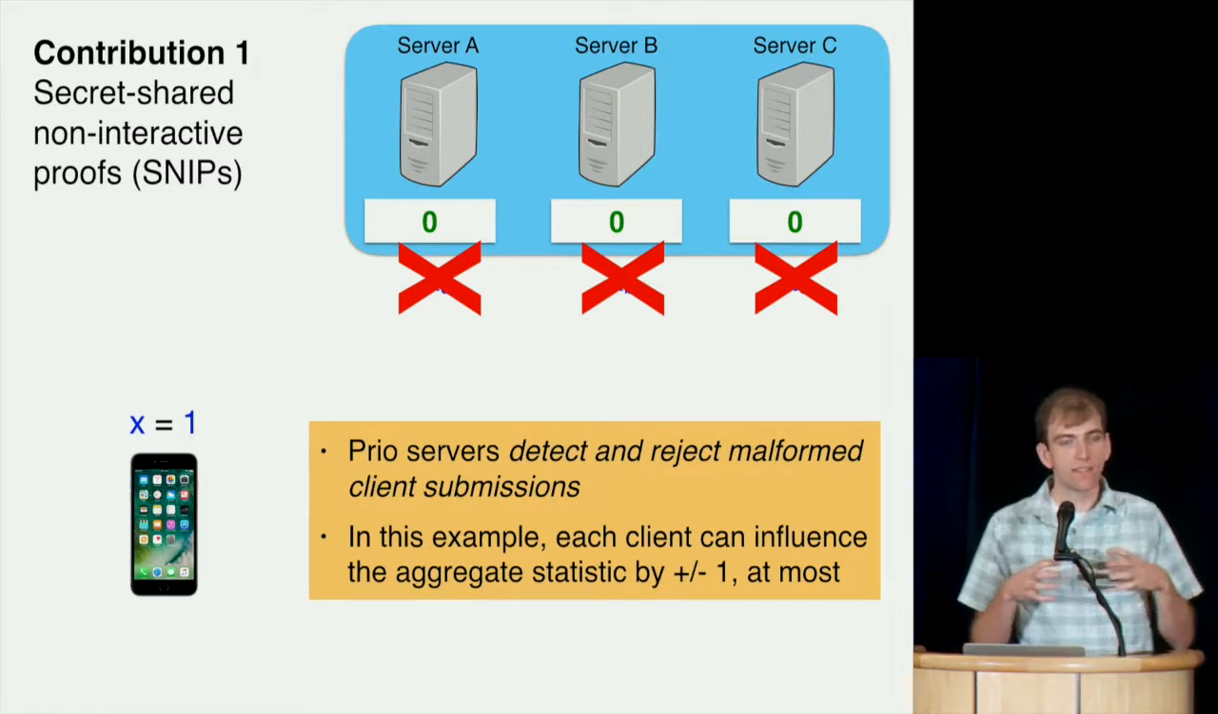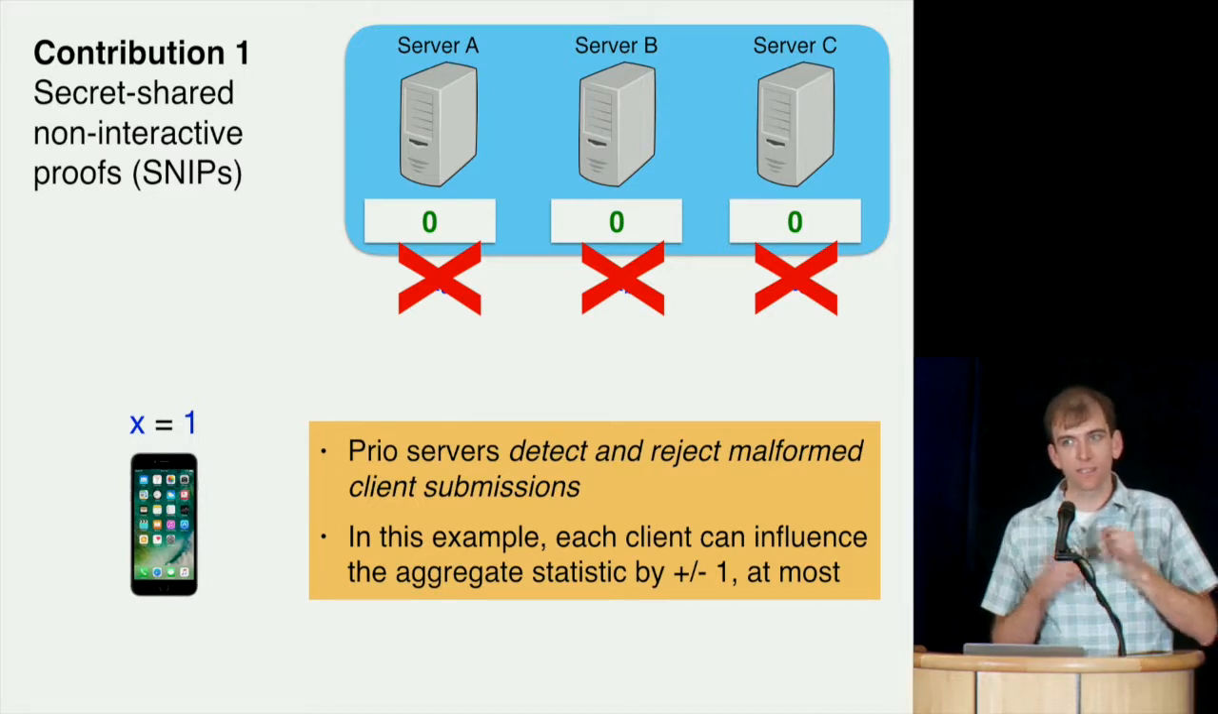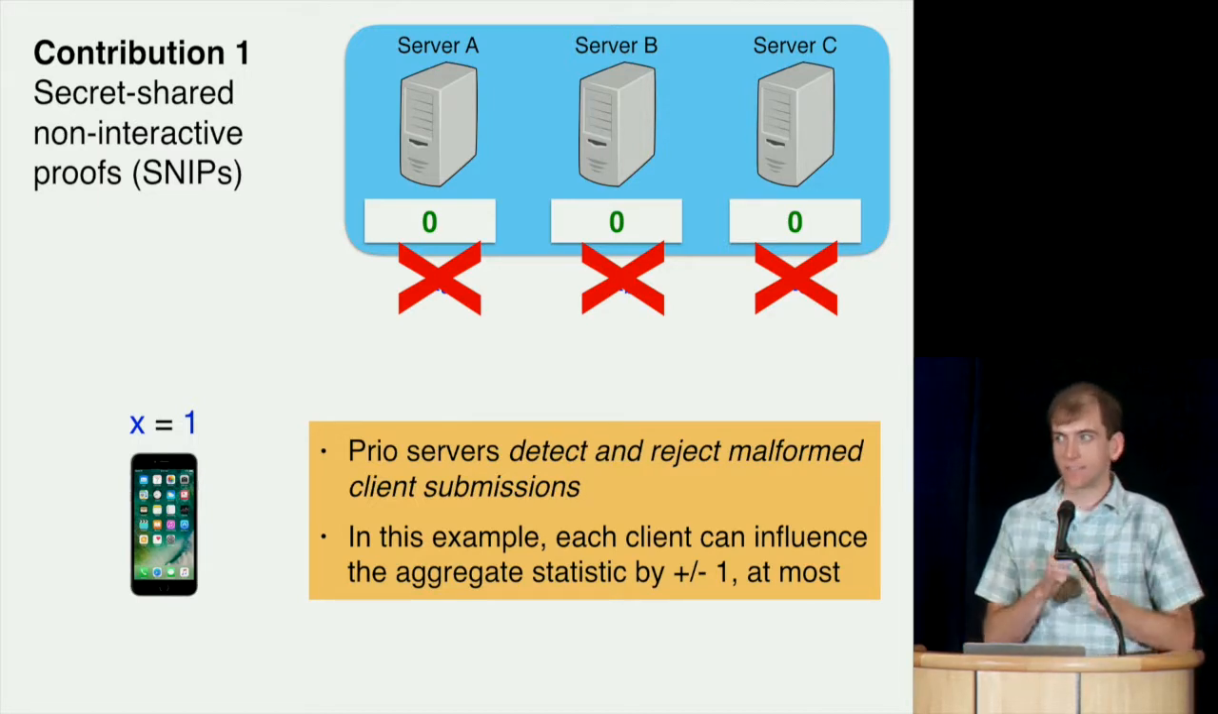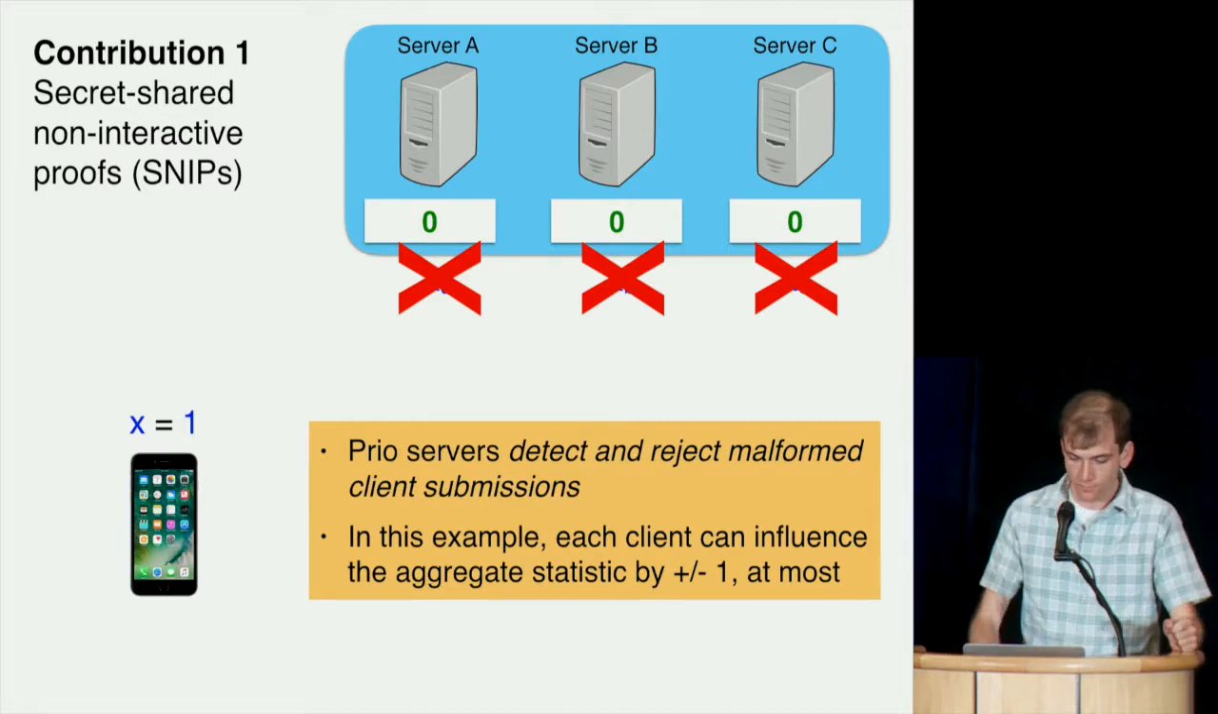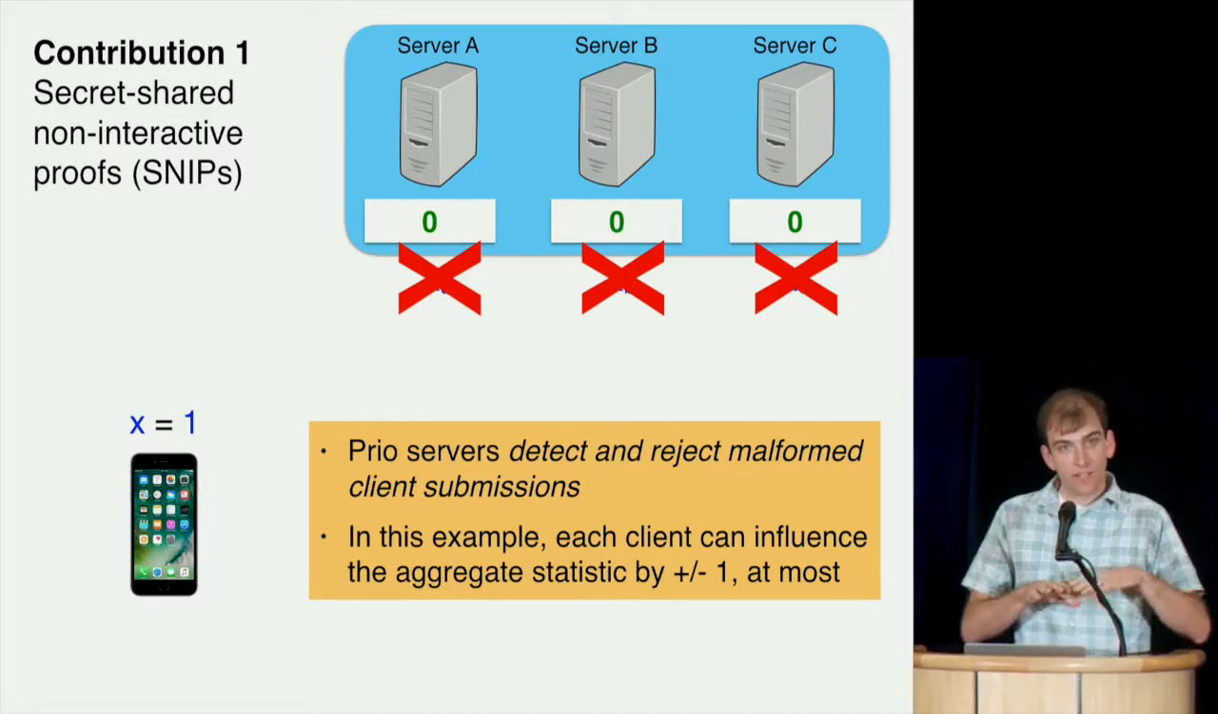Either way, the PRIO servers can detect and reject malformed client submissions before they actually process them. And this enforces the proportionality constraint that we wanted. So each client only gets to influence the aggregate statistic by as much as it should be able to. So that's at a very high level what's going on.